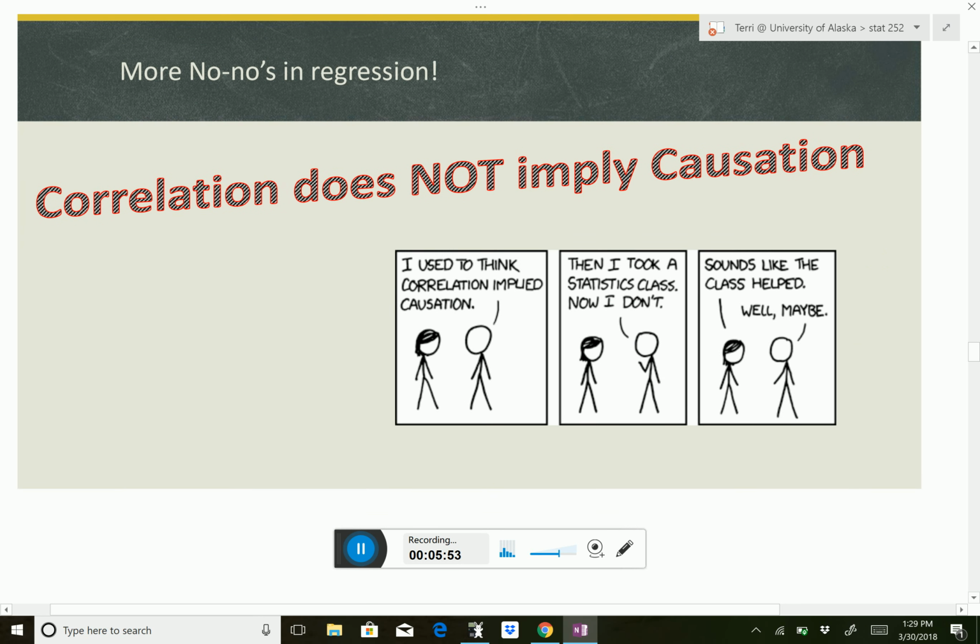Okay. So more no-nos in regression. This is a biggie: correlation does not imply causation. One of the big ones that was on the news about this was the MMR vaccine and autism. This happened for a while. And one of the problems was that children would get diagnosed with autism not very long after their MMR shot, because that is just about the age that usually you start seeing the signs.